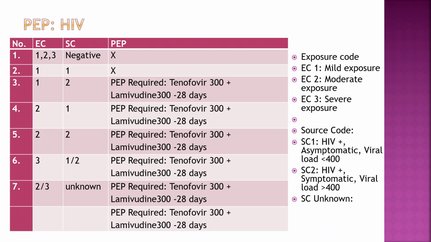This is a chart showing exposure code and source code. If the exposure code is 1, 2 or 3 and source code negative, then PEP is not recommended. If exposure code 1 and source code 1, then also PEP is not recommended. Exposure code 1, source code 2, PEP required, that is tenofovir 300 mg and lamivudine 300 for 28 days. Exposure code 2, source code 1, PEP required for 28 days. Exposure code 2 and source code 2, PEP required, tenofovir 300, lamivudine 300 for 28 days.